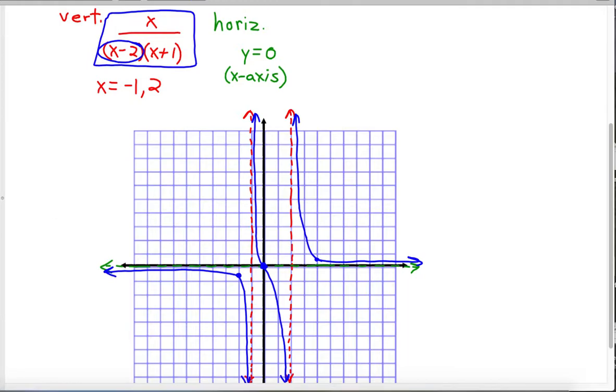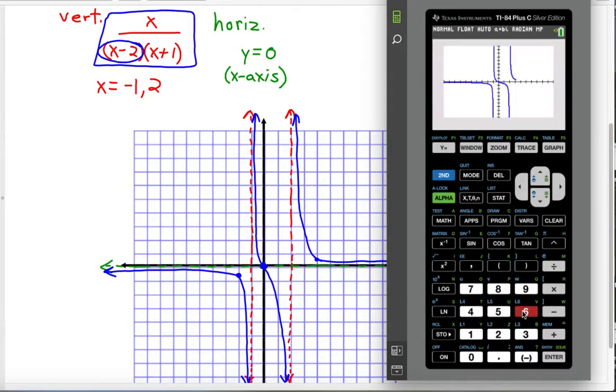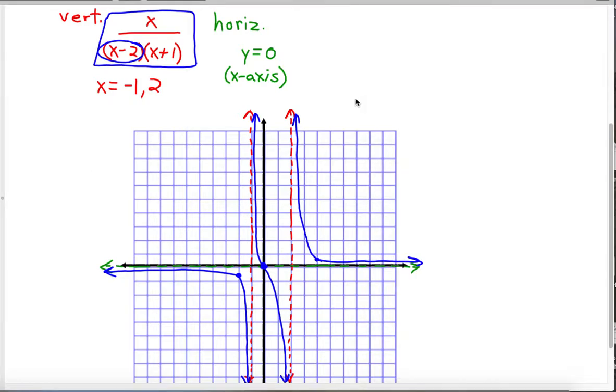And there's my graph. So now let's check and see how we did. So I already punched this in, x over x squared minus x minus 2. Let's do a zoom 6. And sure enough, we've got a pretty good graph looking right there. And it takes some practice. It's not super easy to get used to at first, but once you try a few of them, you get a little better and a little quicker at it, and it'll come along.